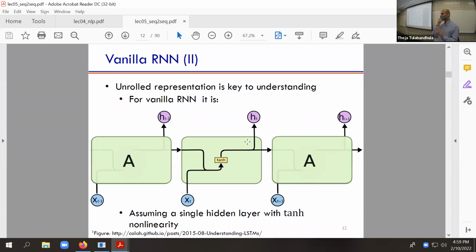Here is an opening of the box A. It's actually a very simple idea. The vanilla RNN is very similar to your one hidden layer neural network. As I said, A is being called multiple times, so it's okay if we focus only on one of these boxes because it's all the same.